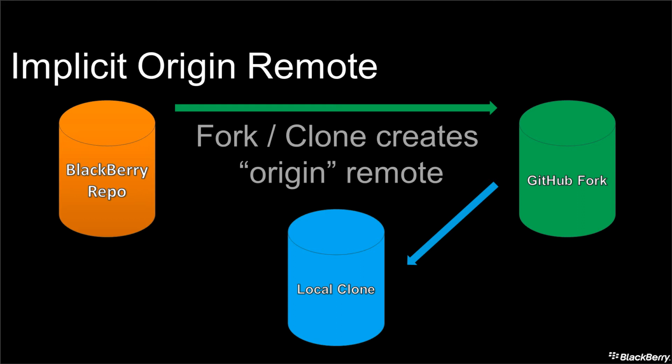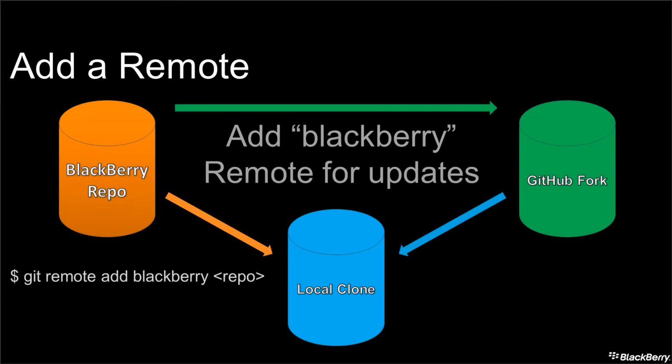This origin link is good so that we can do some work on our local machine, and we can publish our commits on the origin easily. But what happens when the BlackBerry repo gets updated with some code that we want? We need another remote. So we want to add a remote that refers to the BlackBerry repository. That way we can pull in code updates from the BlackBerry repository and get them on our own computer.